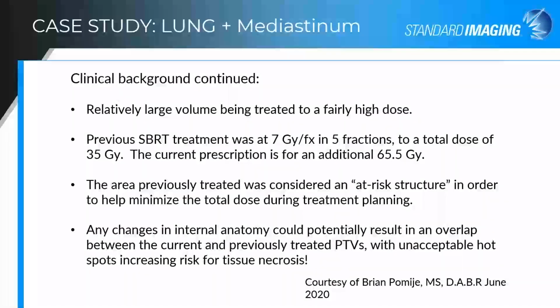So a little more on the clinical background. You will see that this is a relatively large volume being treated to a fairly high dose. Previously, the SBRT treatment was 7 gray in 5 fractions, so a total of 35 gray, and then the current prescription, I think, is for an additional 65.5 gray. The area previously treated was considered an at-risk structure, so there were things contoured in the planning to help minimize overlap in that potential region and avoid any unacceptable hotspots.